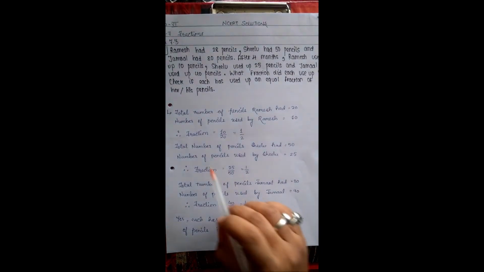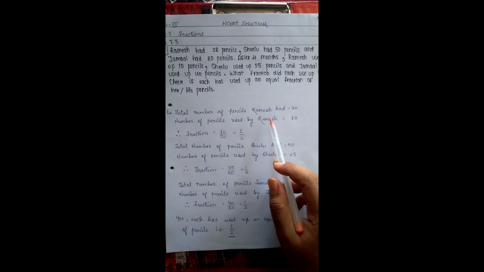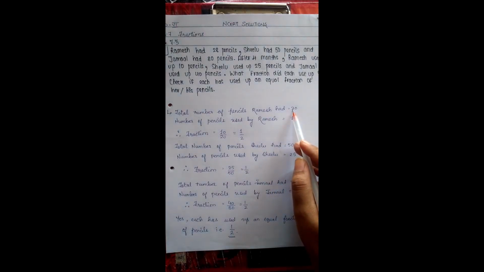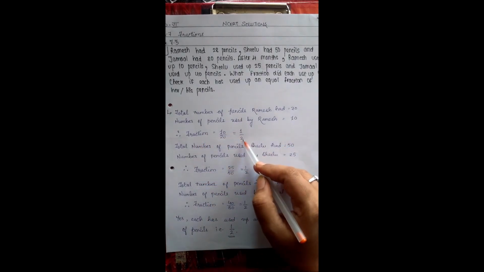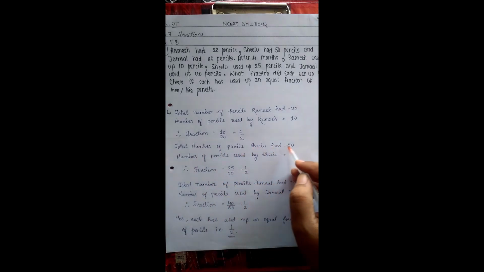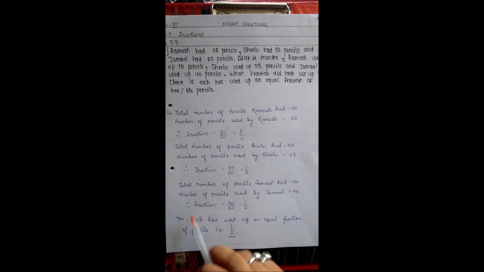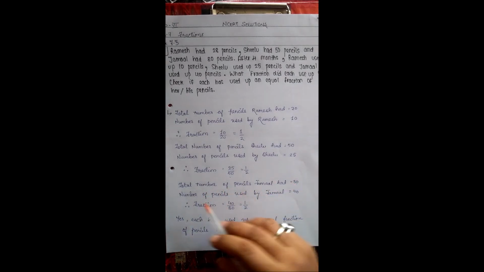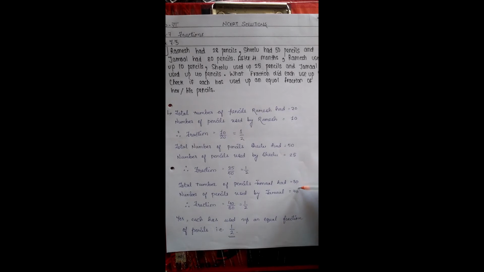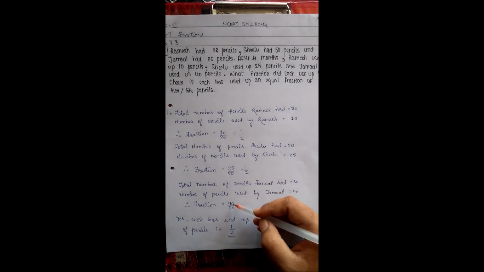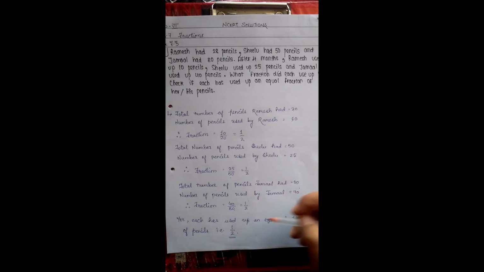So let's solve it. Total number of pencils Ramesh had is 20. Number of pencils used by Ramesh is 10. So the fraction is 1 upon 2. Total number of pencils Shilu had is 50. Number of pencils used by Shilu is 25. So it is 25 upon 50. We can reduce it to 1 upon 2. Total number of pencils Jagmal had is 80. Number of pencils used by Jagmal is 40. So the fraction is 40 upon 80. We can reduce it. It will become 1 by 2. Yes, each has used up an equal fraction of pencils, that is 1 by 2.